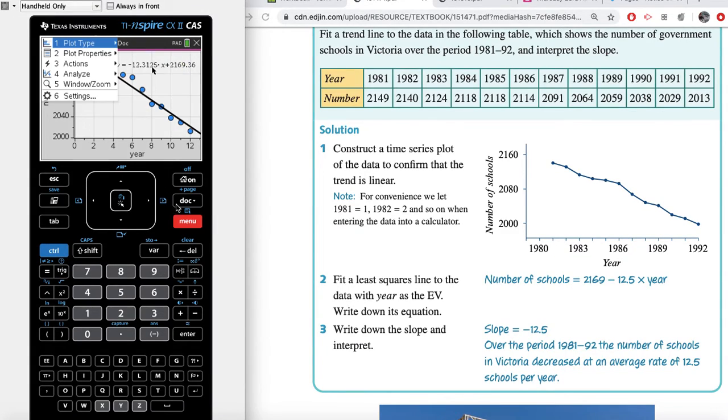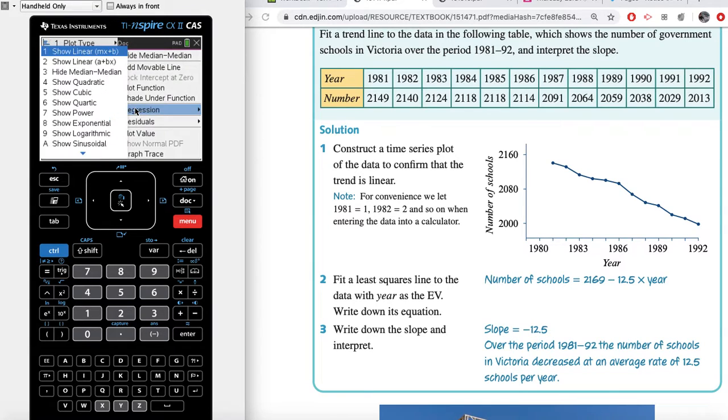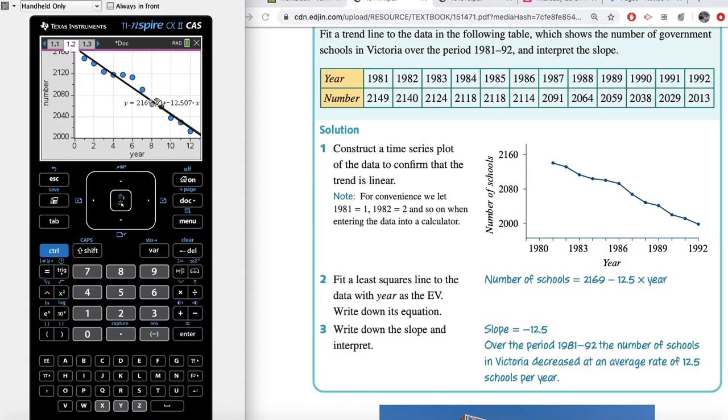I might even fit a different trend line so you can see it. Analyze, I must have picked a different one there. I want to pick this one. I thought I did. So there we've got our regression line. It looks like this one in the book, 2169. Minus, see it's got plus minus, that just means positive negative, make a negative, minus 12.5.